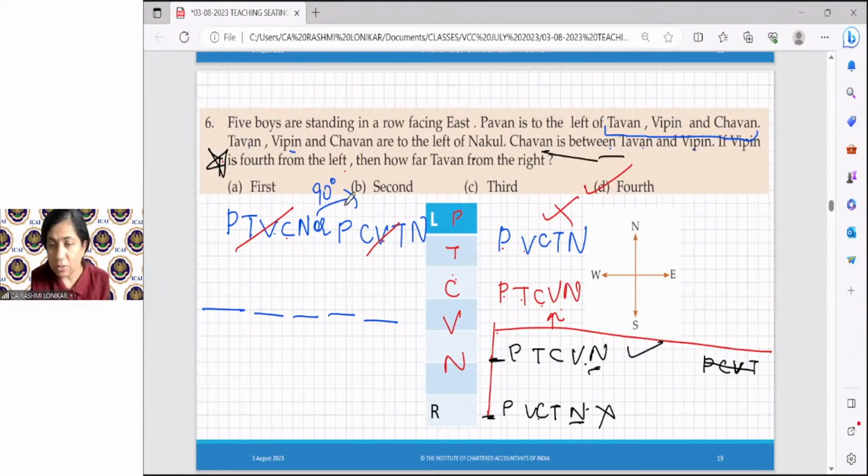And if this is the correct solution, they ask: if Vipin is fourth from the left, then how far is Tavan from the right? 1, 2, 3, 4. So Tavan is the fourth.